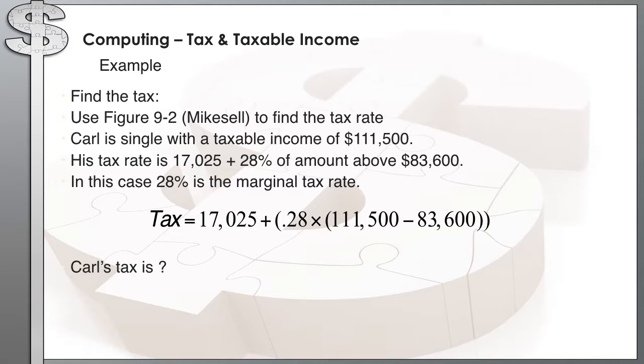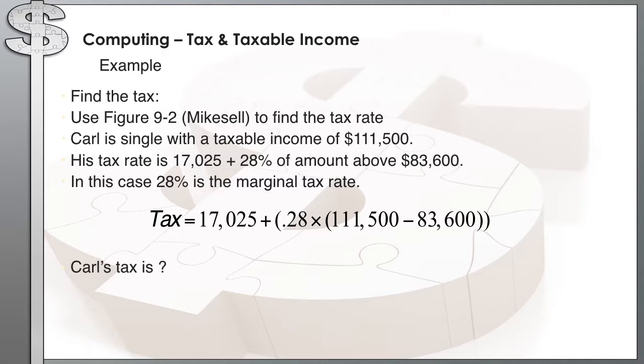So in other words, that means 28% of his income above $83,600 will be taxed. And if you weren't aware of this, then you should be reading chapter 9 of the textbook. Your income is not taxed at the same rate. The lower portion of your income is taxed at a different rate than your higher portion.